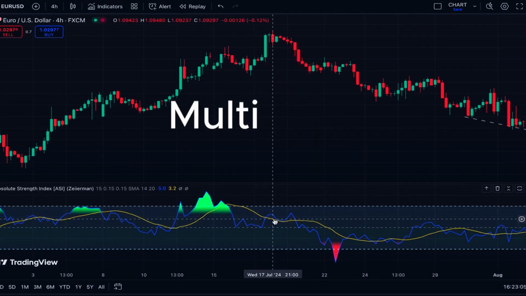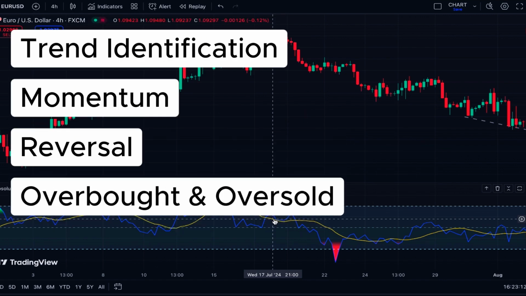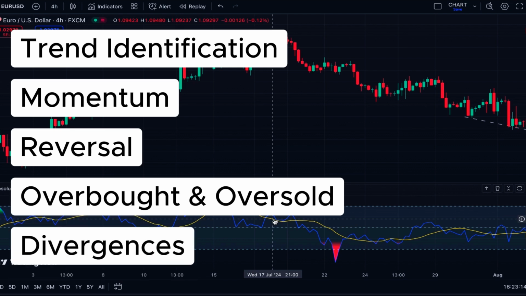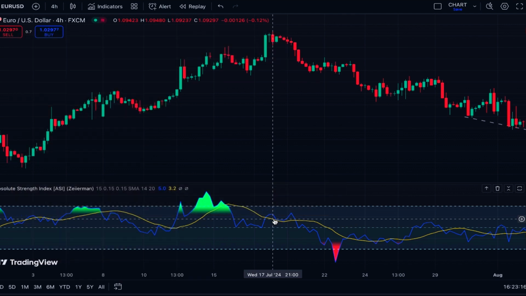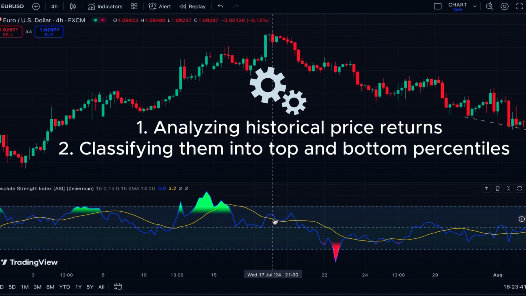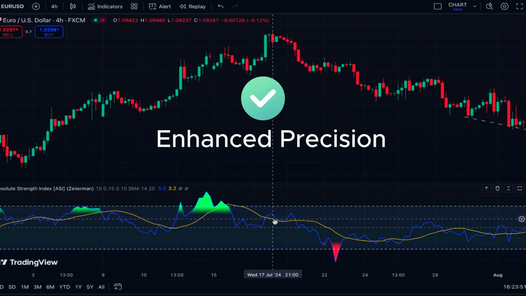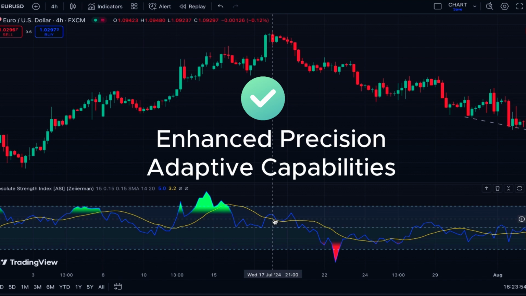This is a multi-purpose indicator that can be used for trend identification, measuring momentum, reversal, overbought and oversold conditions, and divergences. The calculation of this indicator is based on analyzing price returns and then classifying them to top and bottom percentiles, and finally normalizing the current price movement in this framework. This will create enhanced precision and adaptive capabilities for the indicator.